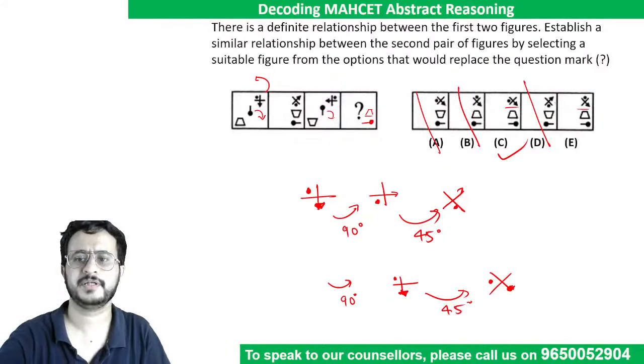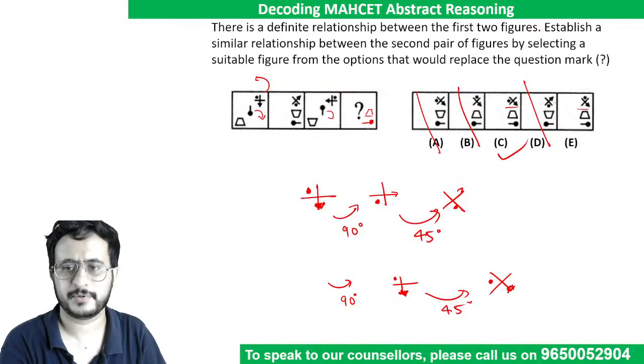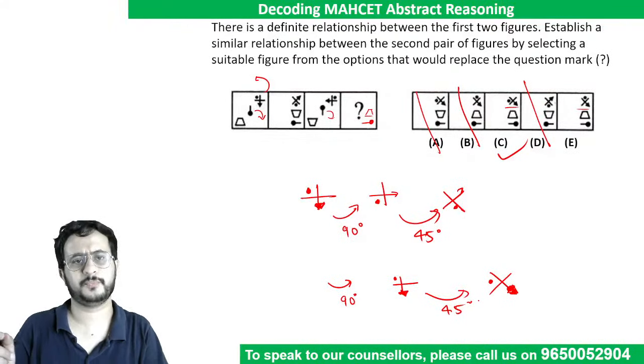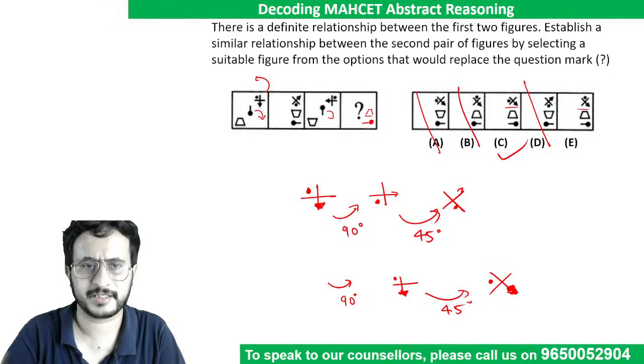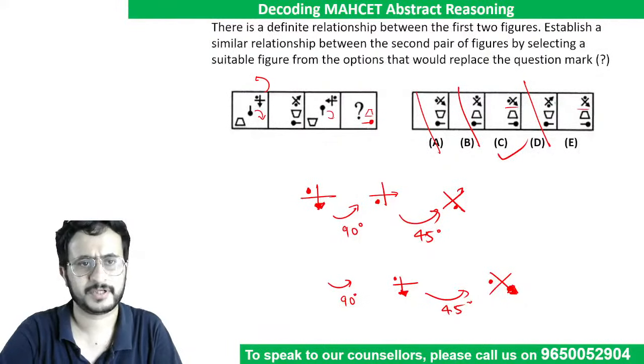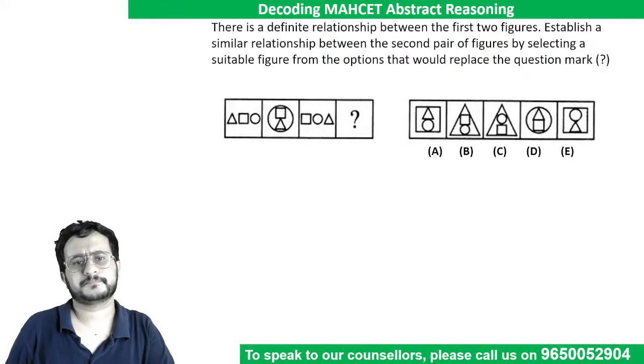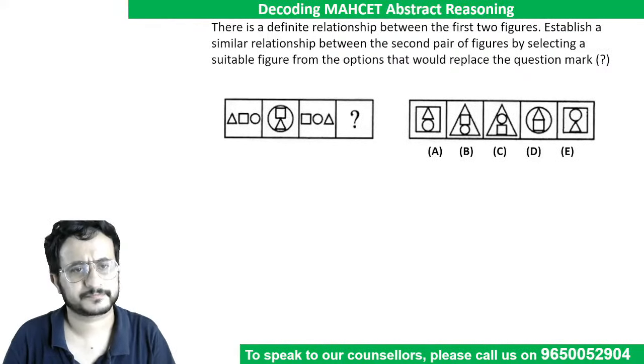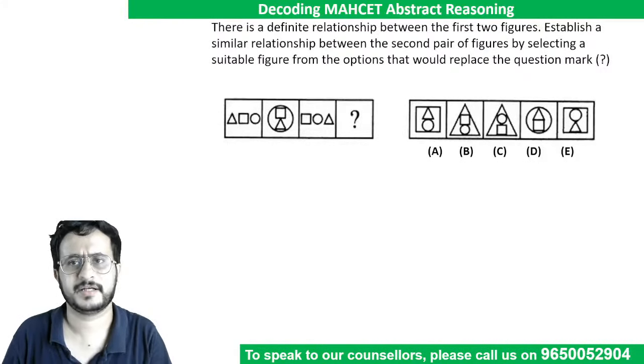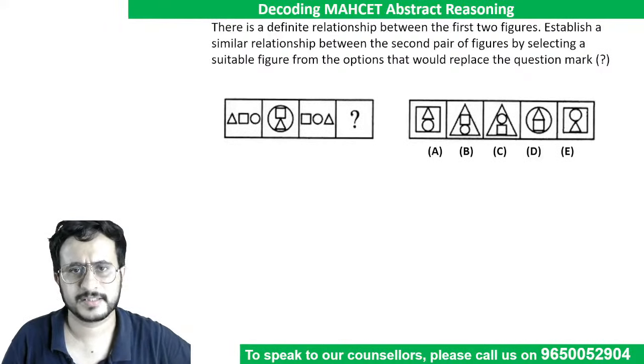So this is how we do this. In case you are unable to visualize 135 degrees at once, you can break it into 2 parts, like first 90 degree rotation, then again 45 degree rotation. So find which figure has the same relation.